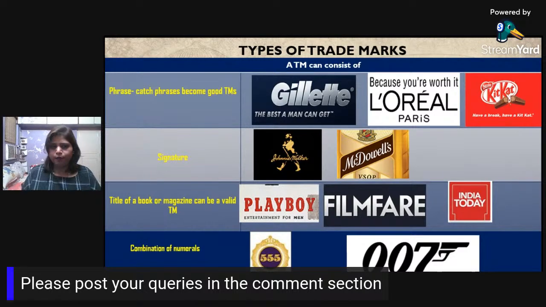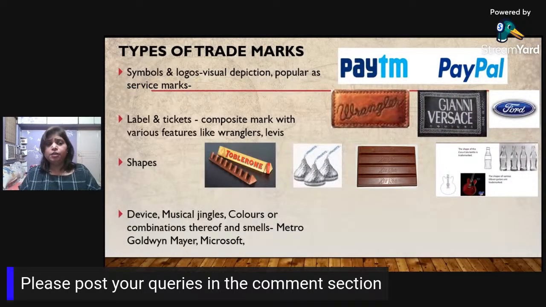So is that a good trademark? Signatures, like Johnnie Walker, McDonald's, then the title of a book or a magazine: Playboy, Filmfare, India Today. So we identify what it is. What is Filmfare? It's an information magazine which gives you information regarding films and the entertainment aspect. So immediately you can identify with it. Combination of numerals.